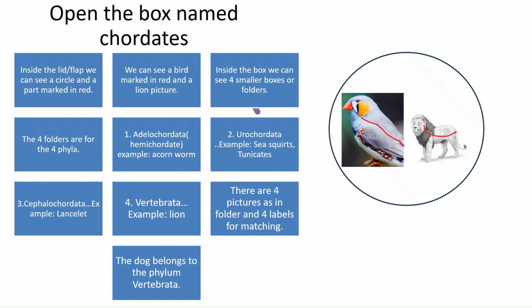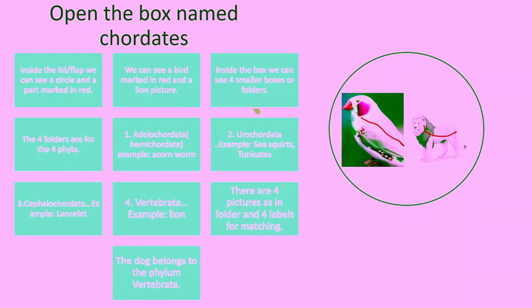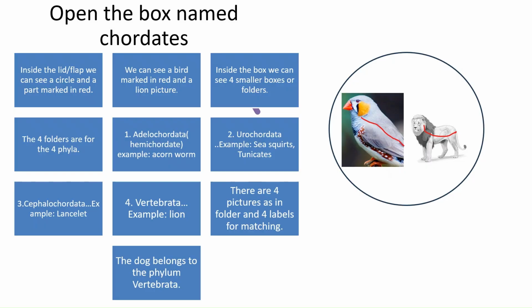The first one is for Ankylochordata, or another name is Hemichordata. Examples are acornworm. The second is for Urochordata. Examples are sea squirts and tunicates. The third box is for Cephalochordata. Examples are lancelet. The fourth is for Vertebrata. Example is a lion. There are four pictures as in folder and four labels for matching. The dog belongs to the phylum Vertebrata.